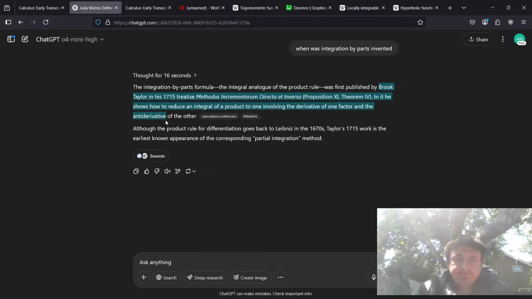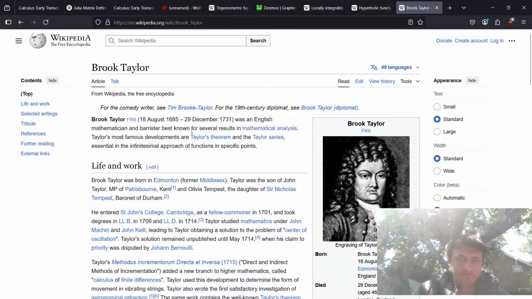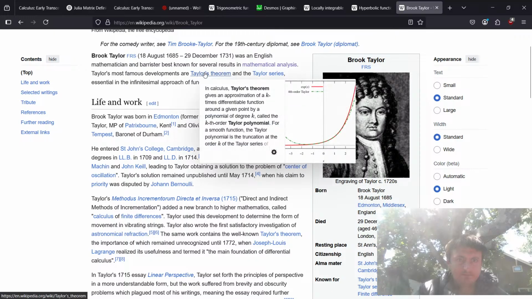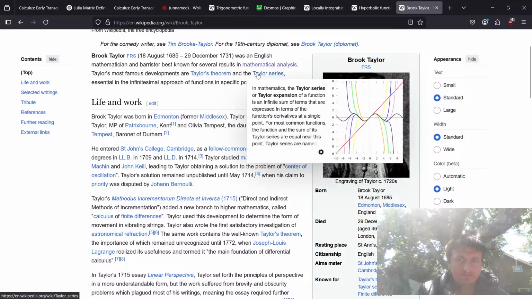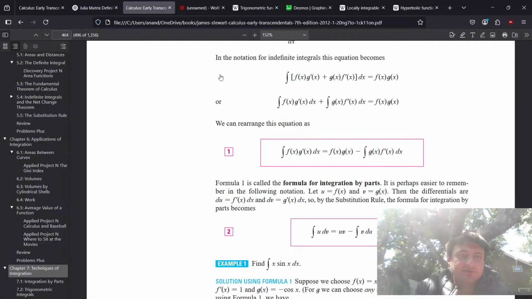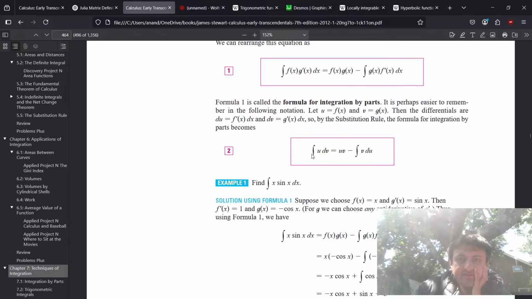Brook Taylor. Oh wow. I feel like I never hear this name. You hear about Taylor all the time, but I didn't know his name was Brook. Kind of weird. Anyways. Okay, so now that was actually very insightful.